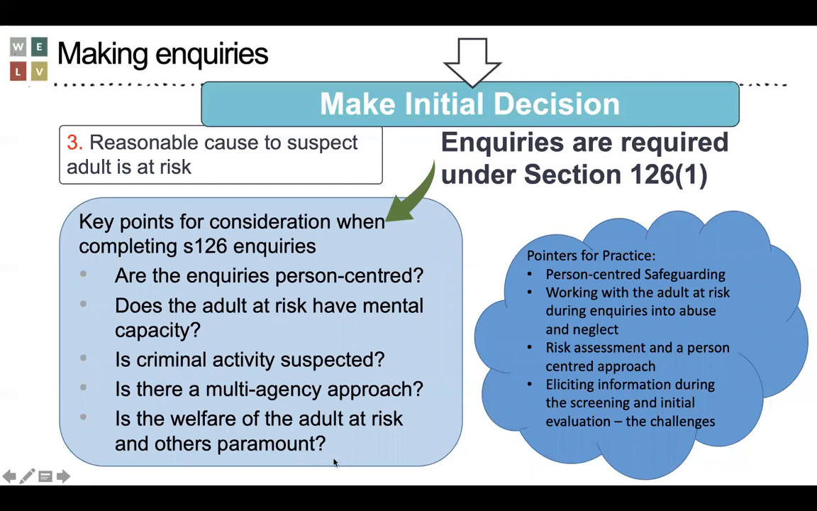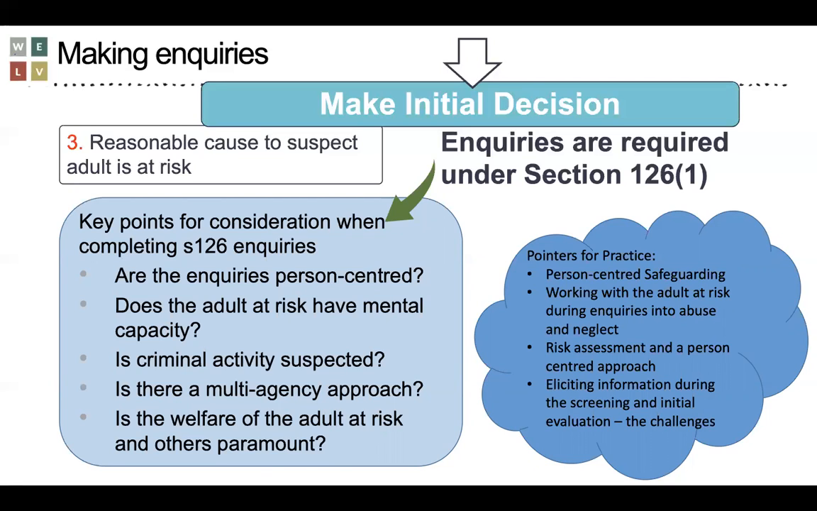You can see here there are a number of pointers for practice within the procedures to assist with the activity of undertaking the inquiries. But some of the key points that will be considered when completing the inquiries include: are those inquiries person-centred? Again, this is a nod back to the principles and the duties of the Social Services and Wellbeing Act. Does the adult at risk have mental capacity, and how has this been established?